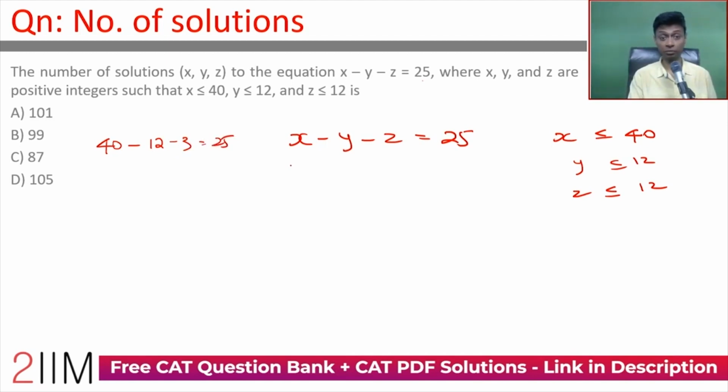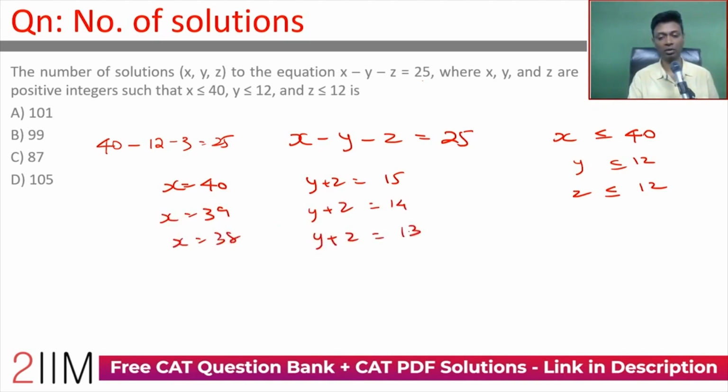x can be 40, y can be 12, and z can be 3. This works. And when x is 39, I'm going to go step by step. x equals 40 means y plus z equals 15. When x is 39, y plus z equals 14. x is 38, y plus z equals 13, and so on. So x is less than or equal to 40, y less than or equal to 12, z less than or equal to 12.